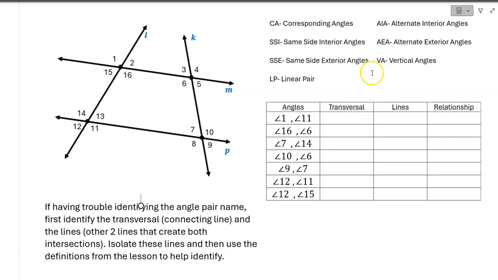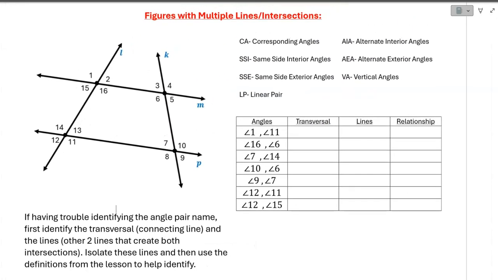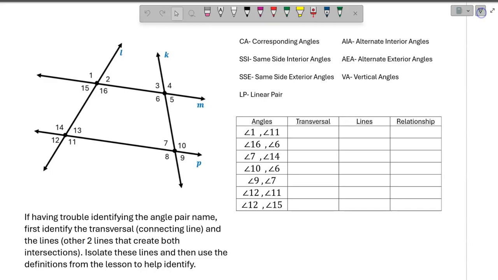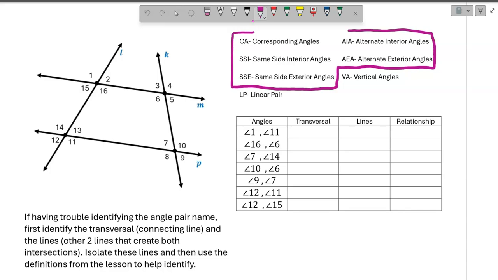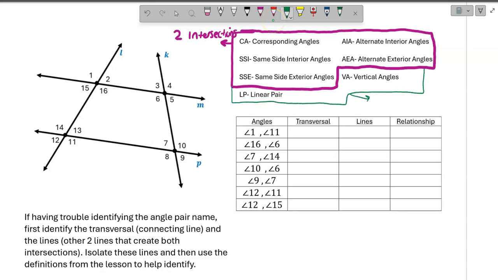So we're just going to go through some examples, and just to note some of our vocabulary terms as a recap from the first lesson. All of these terms that I am boxing in purple are special names of angle pairs that occur at two intersections. And then from a couple lessons ago, we still have vertical angles and linear pairs. These occur at one intersection. So that's going to be an important distinction for us to think about as we talk about this lesson.